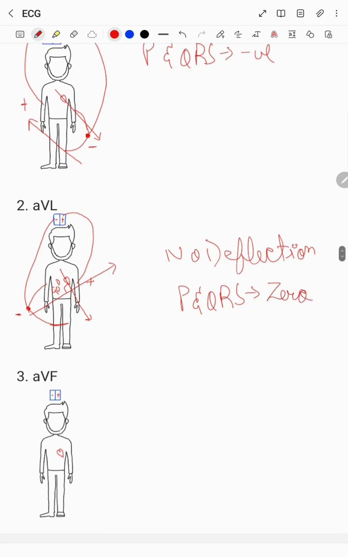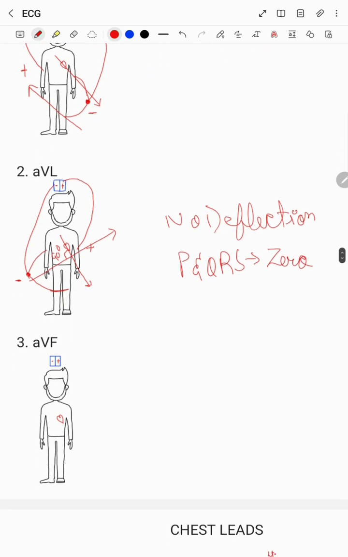If I talk about AVF, F means, for easy understanding, I'm saying foot, but we know that we mean left lower limb. So the positive is connected to the left lower limb and negative is connected to a midpoint between the right and left upper limb. This is negative, this is positive, this is the direction of current, and this is the direction of impulse from heart. So P and QRS will again be seen as positive.